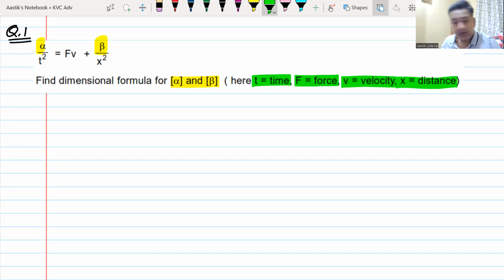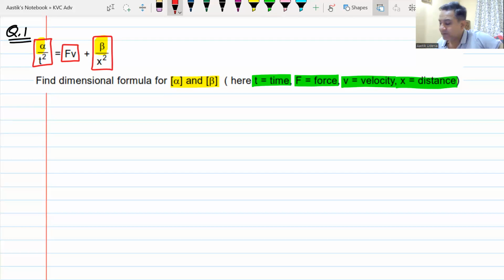Okay. So now let me help you in solving this. How are we going to do this? On the left hand side, we have one term. That term is alpha by t square. On the right hand side, we also have two terms. One is F into V and the second is beta by x squared.